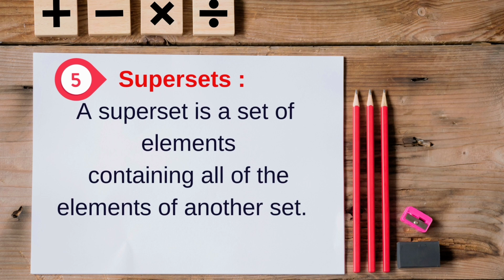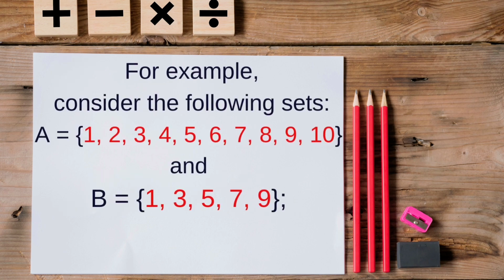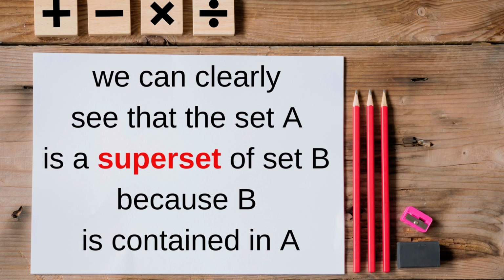Next, we look at supersets. A superset contains all the elements in another set and more. Consider sets A and B. What do we observe? It is obvious that the elements in B are already contained in A. Hence, A is a superset of the set B.